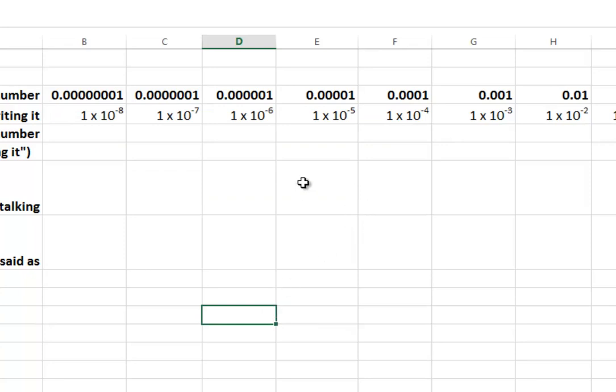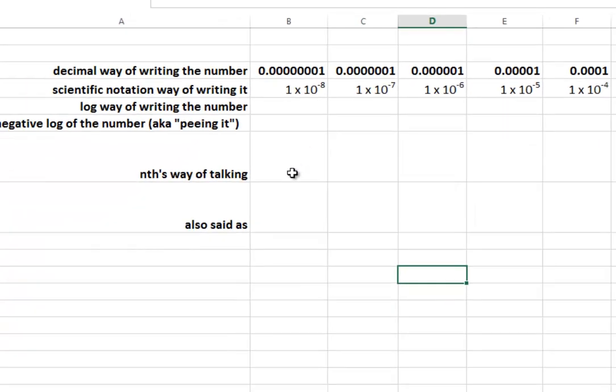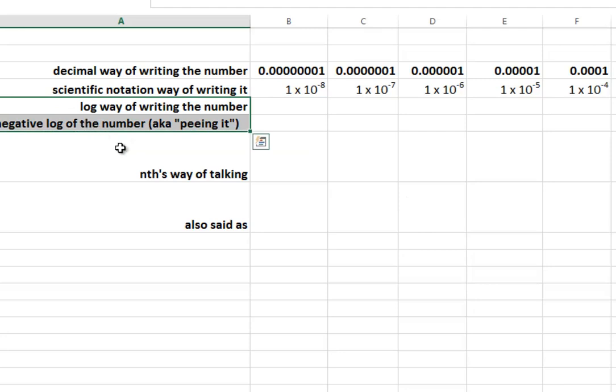In every single case, these little exponents are saying how far the decimal point has been shifted. I'll mention that I've always picked really nice numbers here. The number always ends in 1, and because it always ends in 1, this first value right in here is always 1.